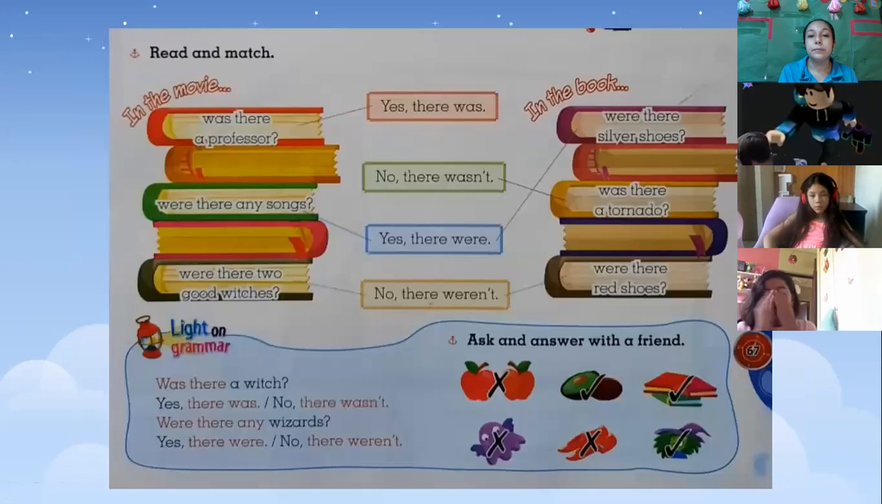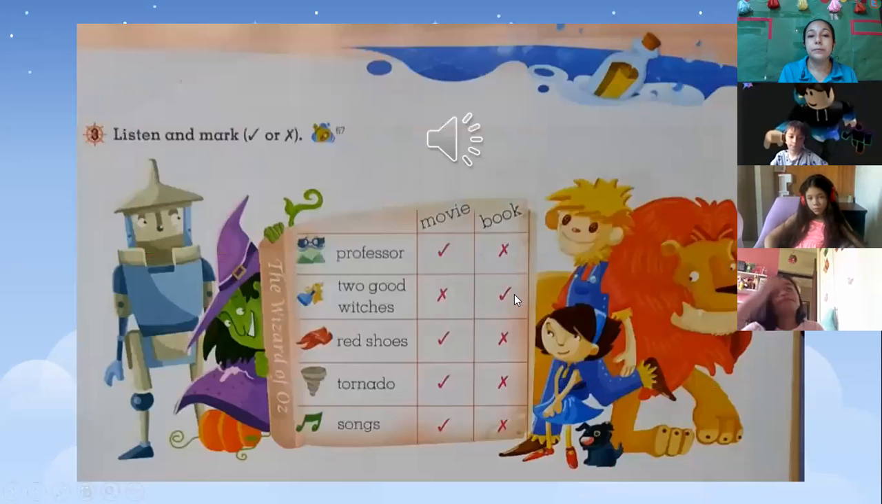Okay. I'm sorry. So it says that in the book, what happened? There was one witch, yes? But in the movie, what happened?